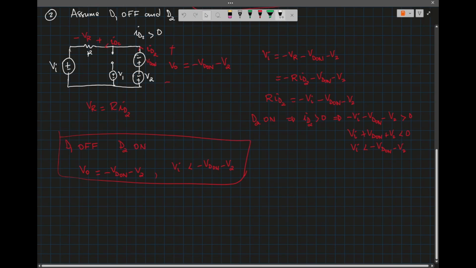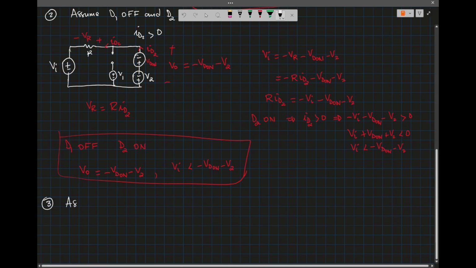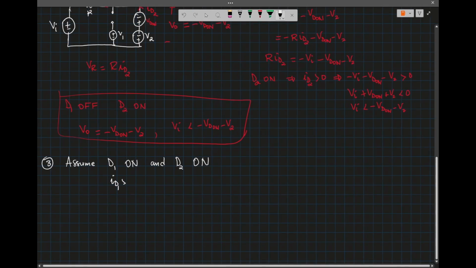So case number 3. When you have both diodes on, so assume D1 on, so let's see what's going to happen, and D2 on. Let's see if this case is going to be satisfied. That means ID1 must be positive for this case, and ID2 must also be positive.